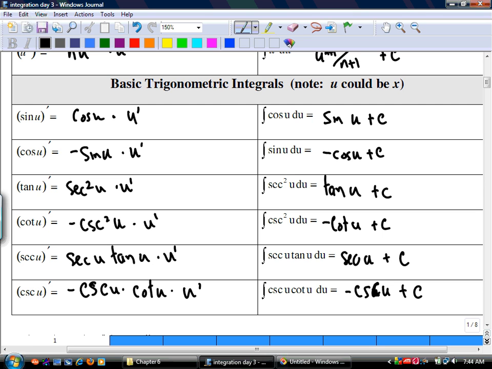Oh, I can ask about the integral of tan. You just need to do it a different way. Didn't you talk about the integral of tan? No, you probably haven't yet.